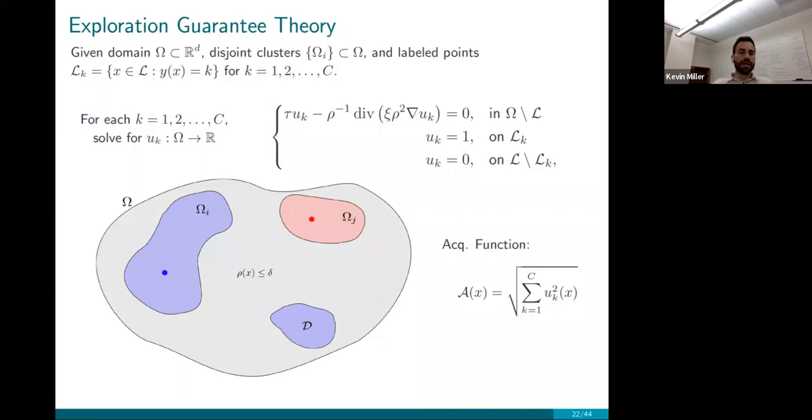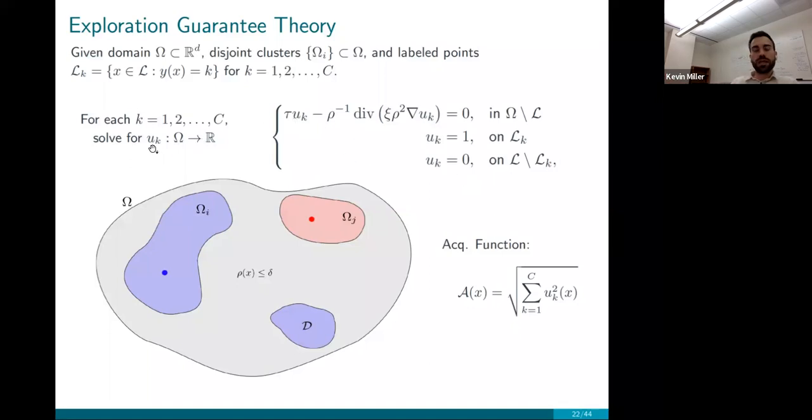Then with labeled sets L_k representing inputs that we've seen labels of class k for, the continuum limit analog of the discrete graph-based Poisson reweighted Laplace learning model corresponds to a system of partial differential equations with this second order elliptic governing equation here, with these boundary conditions, fixing the labels at these labeled points according to whether or not the labeled point was of class k or not.